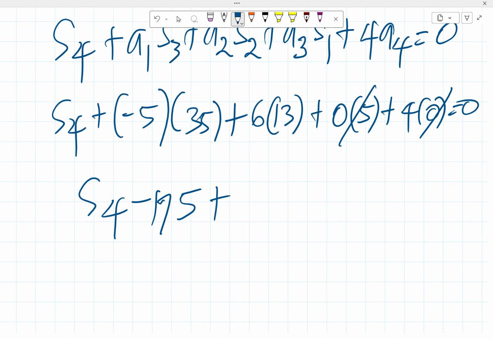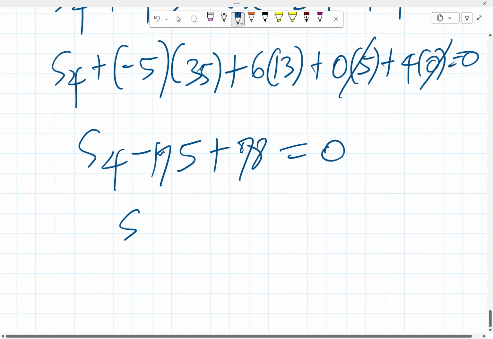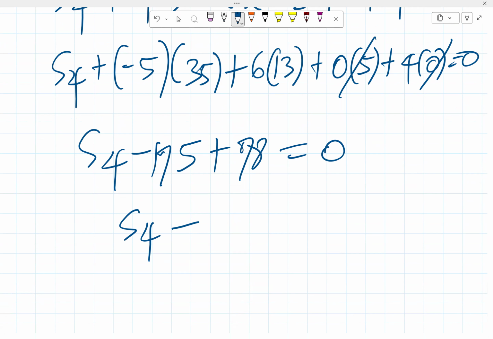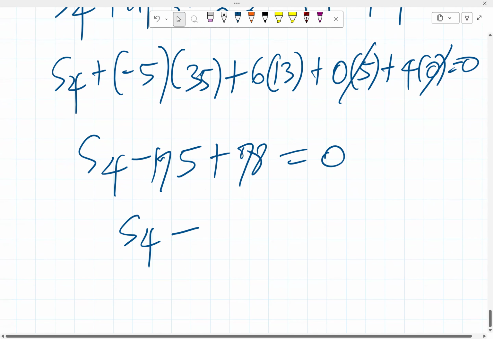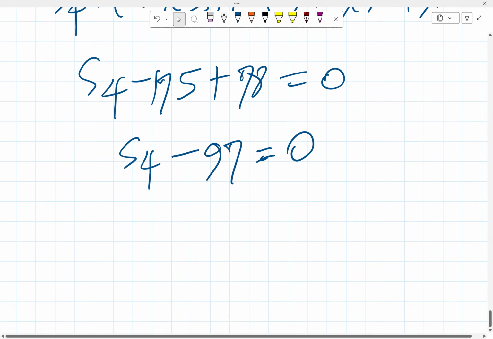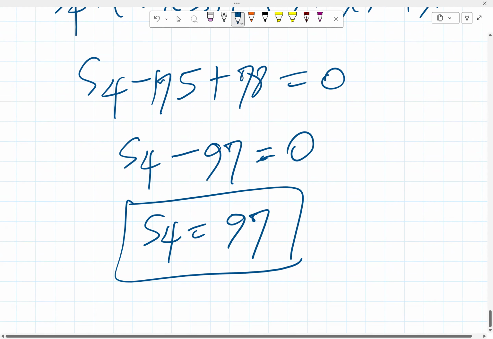Plus 6 times 3, that's 78. Yeah, 6 times 3 is 18. Then yeah, 78, and that is equal to 0. So that's S4 minus 175 minus 78. The 75 cancels out. We have 3, so 100, that should be 98, I think. Is it 98 or 97? I think it's 97. Yeah, equals 0. The happy thing is that we can always check. So S4 is 97.